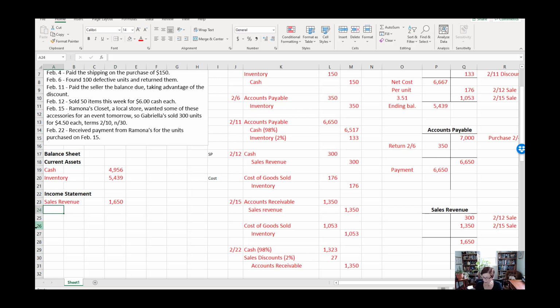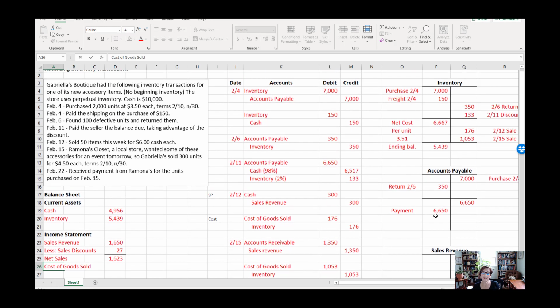Now we're going to subtract our sales discounts. Sales discounts are what is called a contra revenue account. We only had $27 in sales discounts. So a contra revenue account goes against your revenue, right? So this is called net sales, or it might be called net revenue. And that's equal to the $1650 minus the $27. Okay? All right. And then you subtract your cost of goods sold.